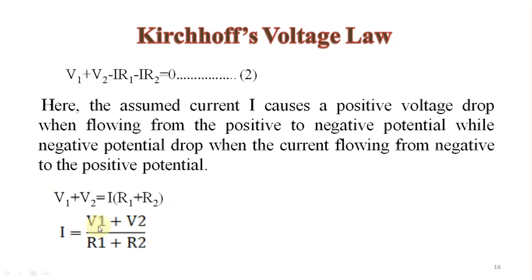Okay. So by this equation we find the value of current I, that is, current I is equal to V1 plus V2 divided by R1 plus R2. So this is the method of how to solve the circuit using Kirchhoff's voltage law.